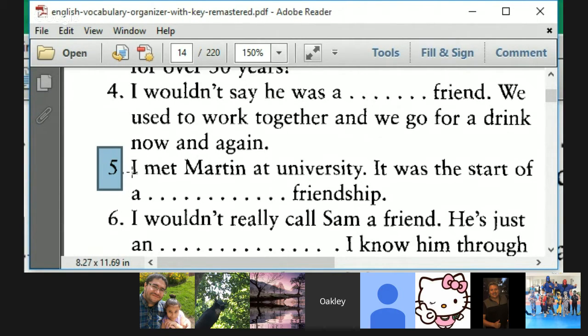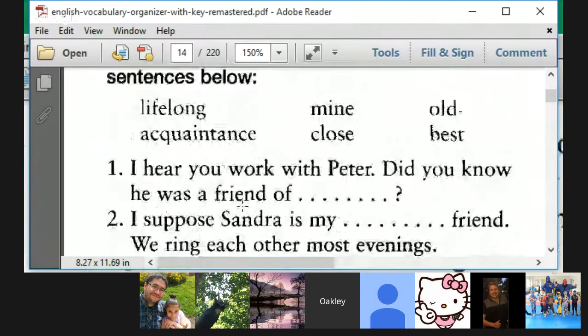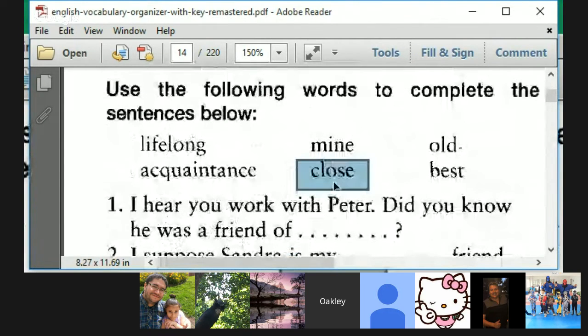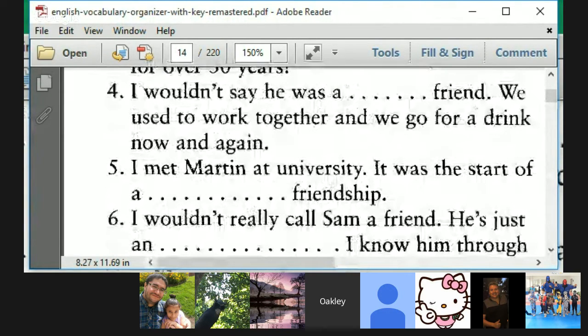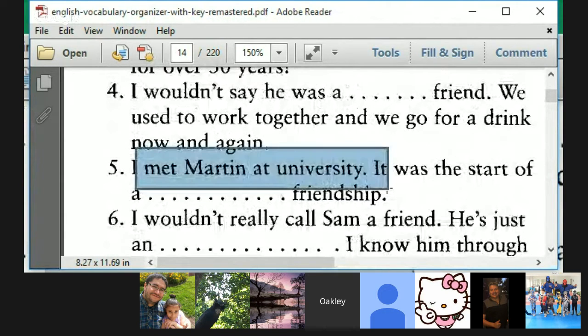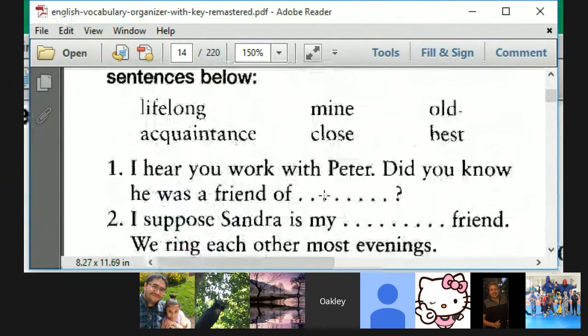Francisco, can you take sentence 5, please? "I met Martin at university. It was the start of a close friendship." You could. That would actually fit. The adjective close here would very much fit with this sentence. But in this case, he met Martin when he was fairly young, at university. So I'm thinking maybe lifelong friendship. It would be a lifelong, yeah. This would also fit. Another adjective that collocates with friendship very commonly, lifelong friendship.